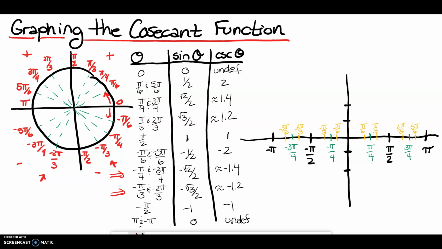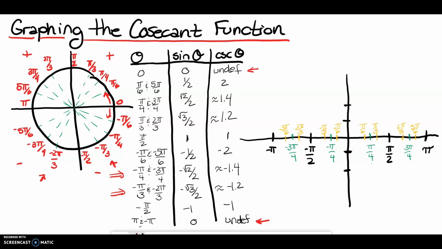So I paired up pi over 6 and 5 pi over 6, then pi over 4 and 3 pi over 4, and pi over 3 and 2 pi over 3. Same in my bottom two quadrants. So I'm going to use these values. I calculated the sine value of each of these, and I know that cosecant is the reciprocal of sine. So I calculated those values.